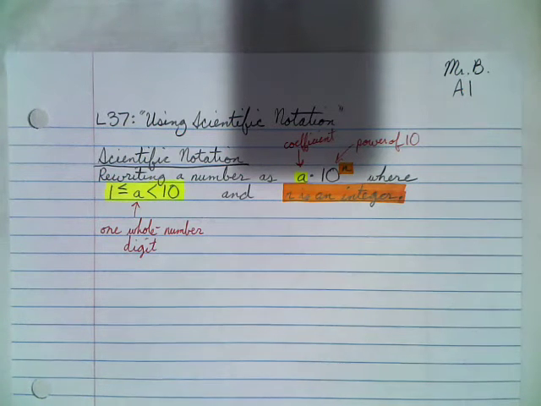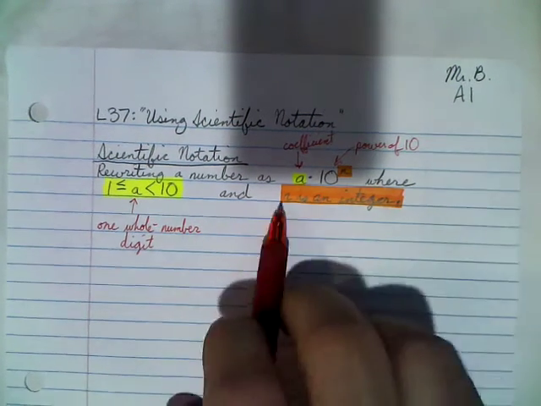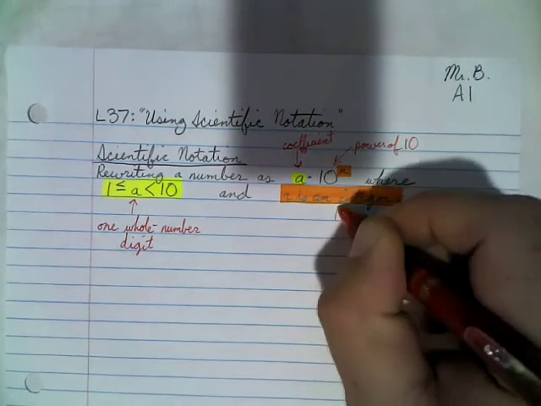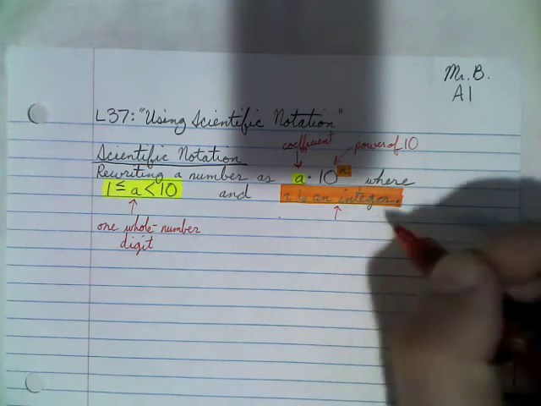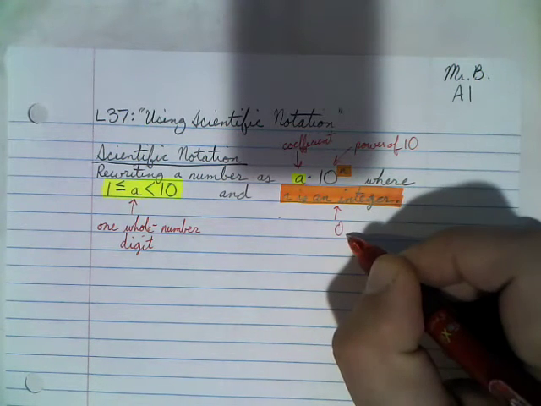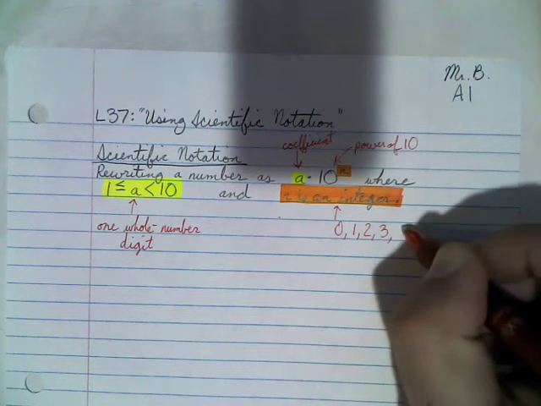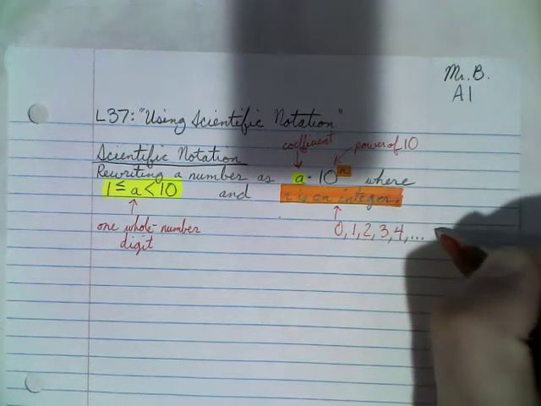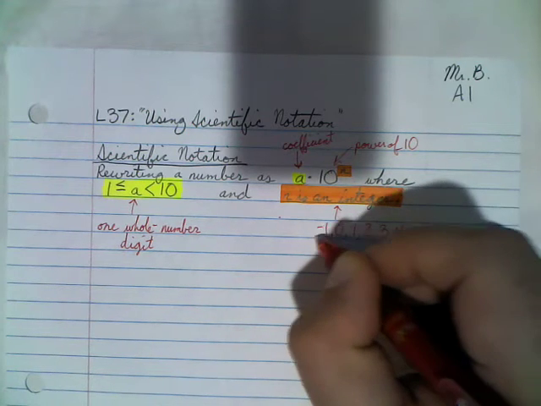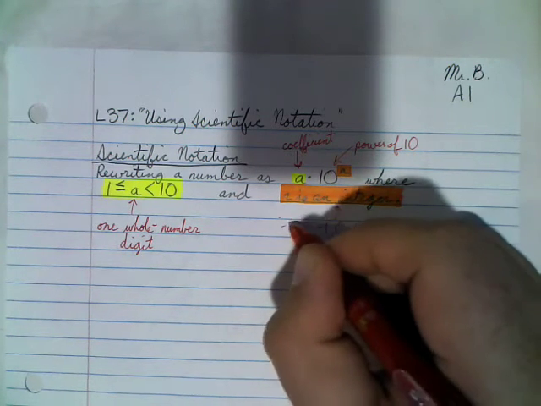The power of 10 then is going to be 10 to some power, and that power, n, has to be an integer. So remember that the integers include 0. They include the counting numbers, and they also include the opposites of the counting numbers.